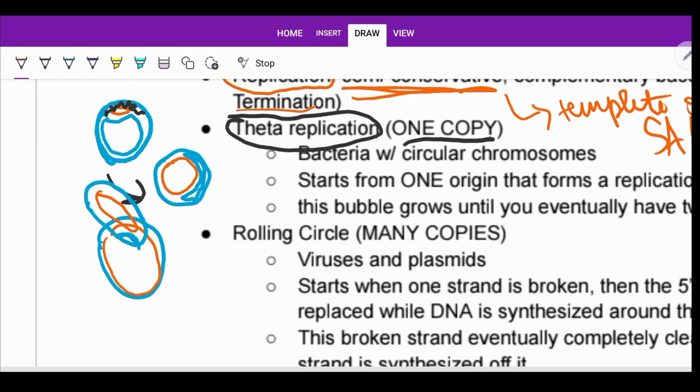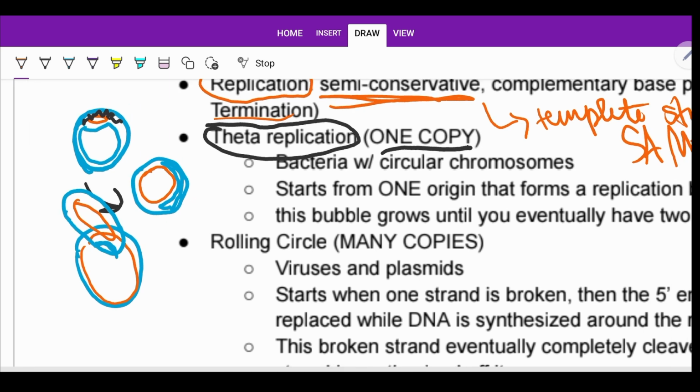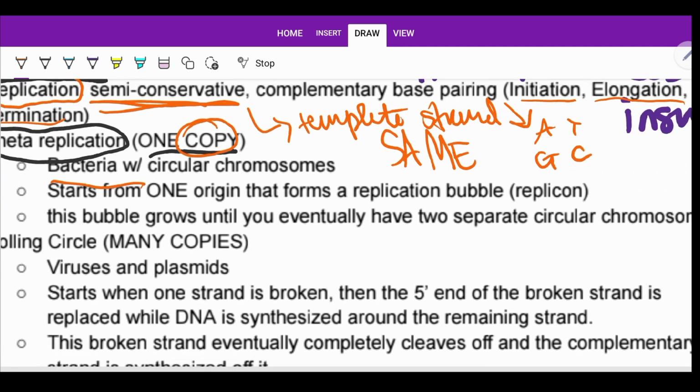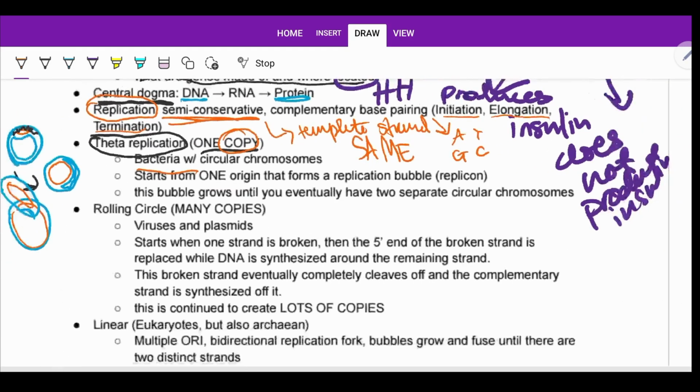But the end result, you really just need to know what the end result is, which is two circular chromosomes, just two. You are only replicating and making one copy. That is what theta replication is. It only happens in bacteria with circular chromosomes. That's pretty much it.